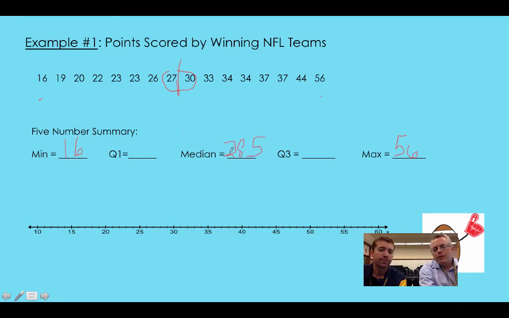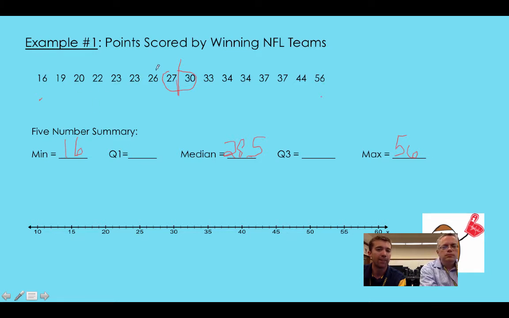Okay, so half the values are below that, half are above. Now we have Q1 and Q3. Those stand for quartile, which we'll get to later on. What we find is the median between the median and the min. That would be Q1, our 25% mark.